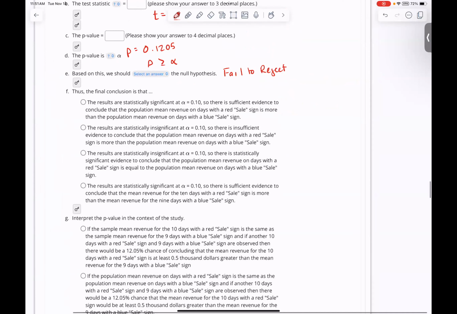Okay, which of the 4 choices is my final conclusion? The results are statistically insignificant because we're failing to reject the null. So we've got 2 that say statistically insignificant. And what are we concluding? There's insufficient evidence to conclude that the population mean revenue on days with a red sales sign is more. It's this one. We don't have sufficient evidence to conclude that the sales resulting from a red sign are more than the sales resulting from a blue sign.